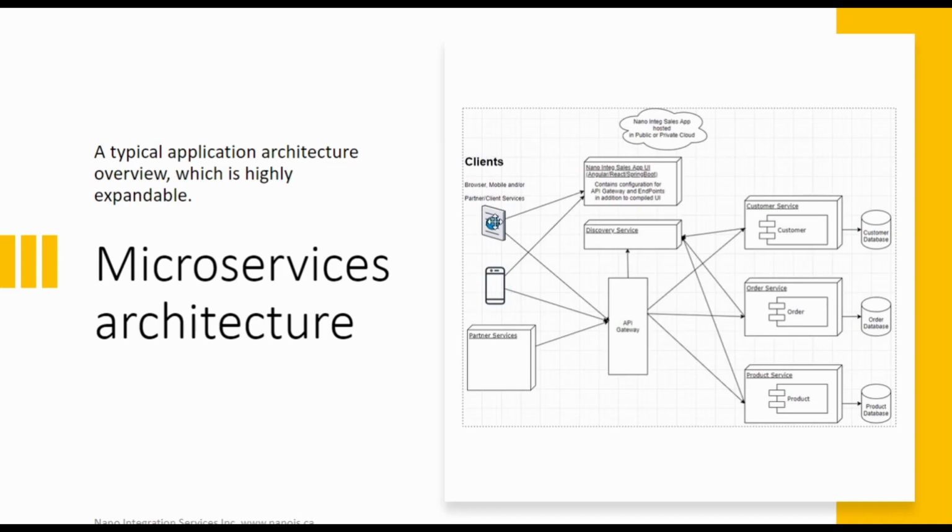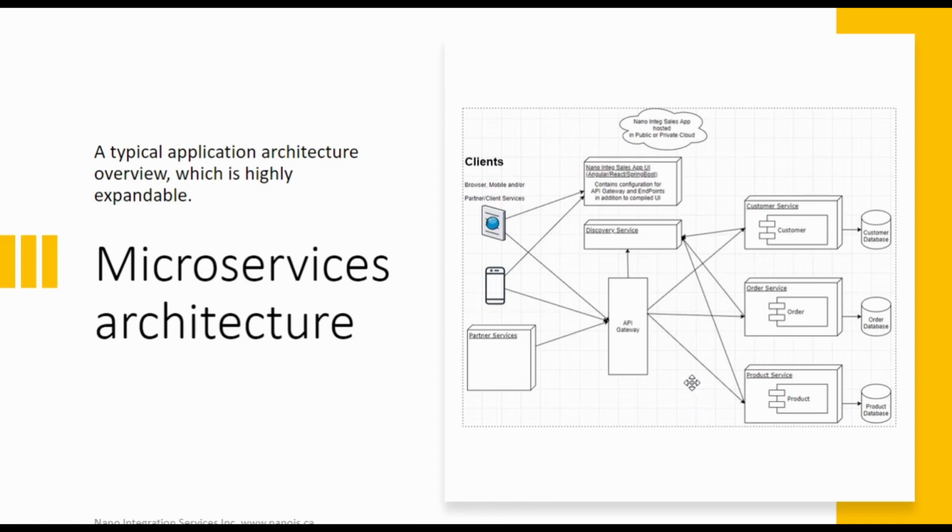Then we have the client as a browser, then we have as a mobile application, or we could have other partner services which are acting as a client and interacting with our services using the API gateway. So this is a high level architecture how we can decompose our application in microservices architecture.